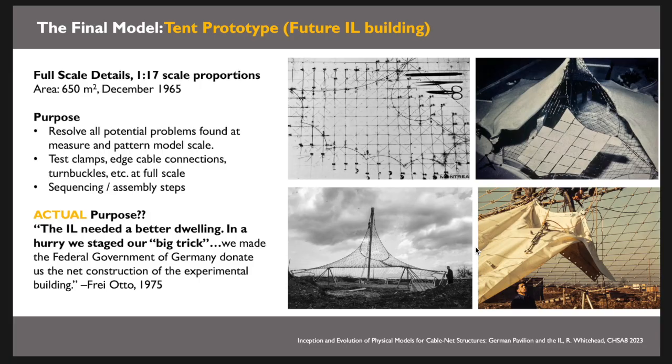It was full-scale details, but done at only 1/17th scale proportion, meaning that they didn't want to build a 150-foot tall mast. So the scale of the mast is relatively modest in this, like 40 plus feet. It only covered about 650 square meters. You can see when it was built, the idea here was they'd be able to resolve all their problems that they found, but to have it in a pretty tight amount of area.